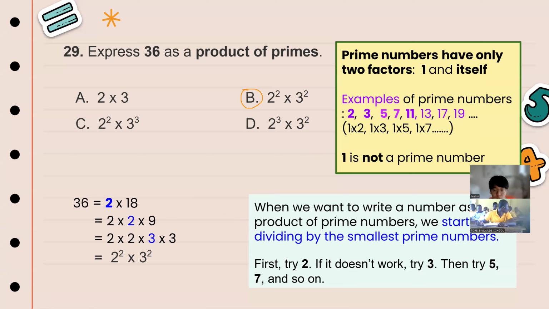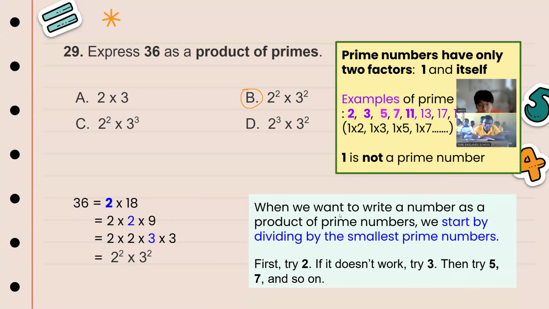For example, 2 has 1 times 2. 3's factors are only 1 times 3. And 1 is not a prime number. So when we want to write a number as a product of prime numbers, we start by dividing by the smallest prime numbers. So we first divide 36 by 2.